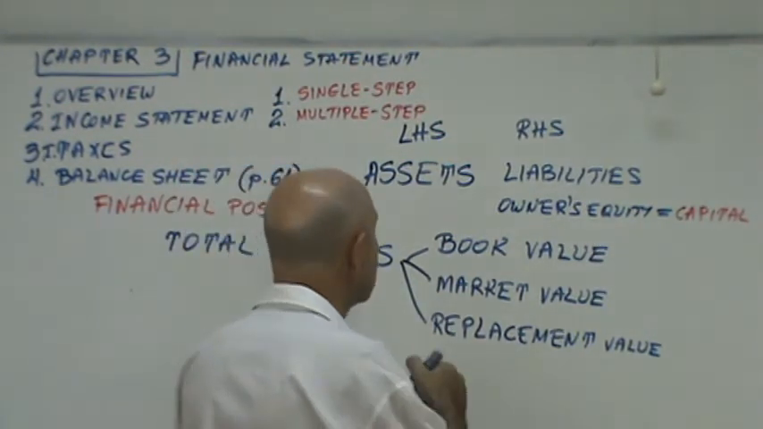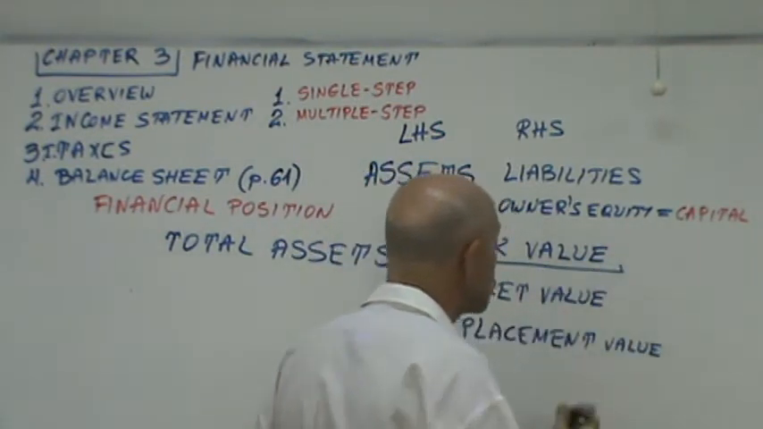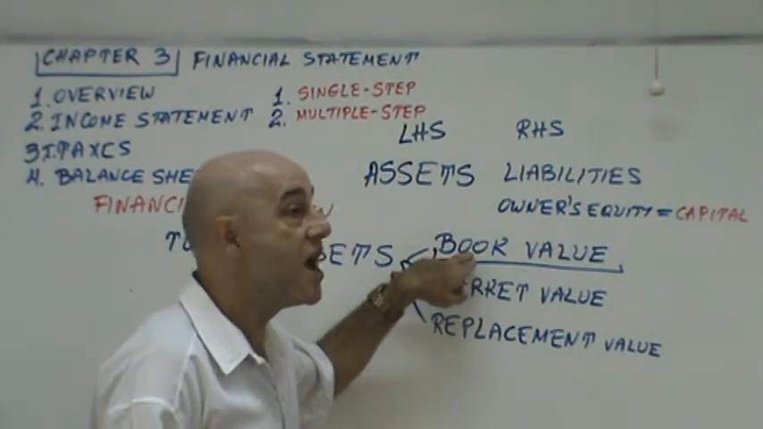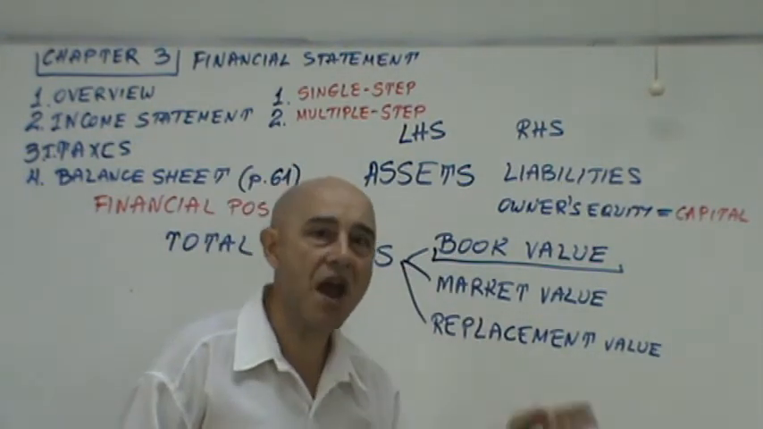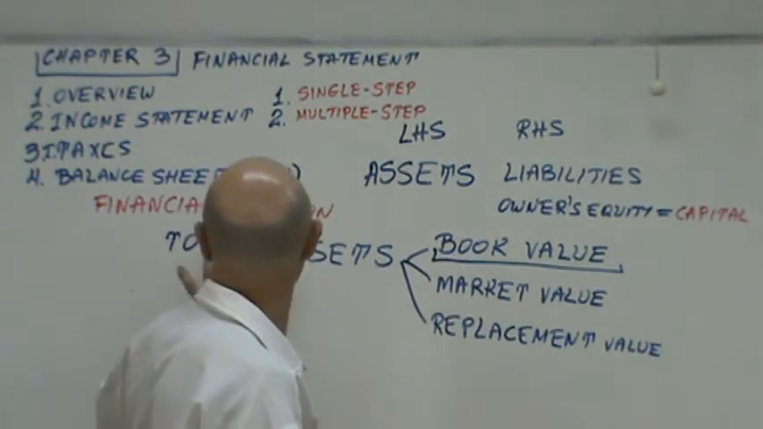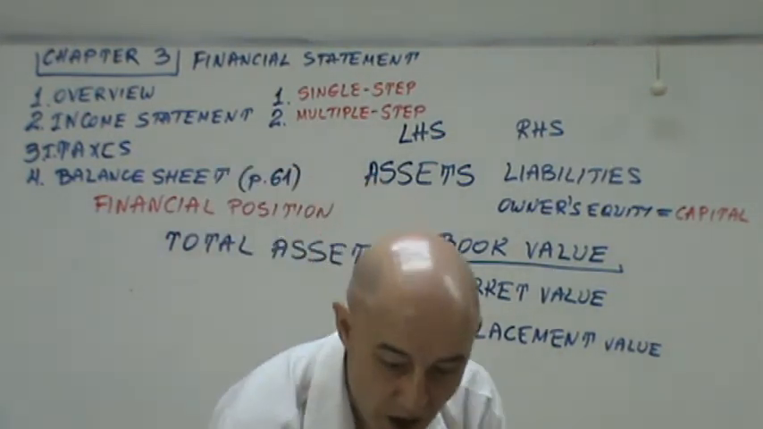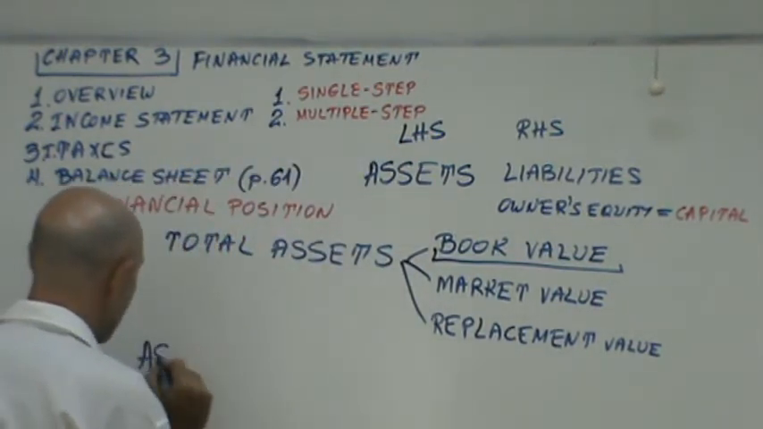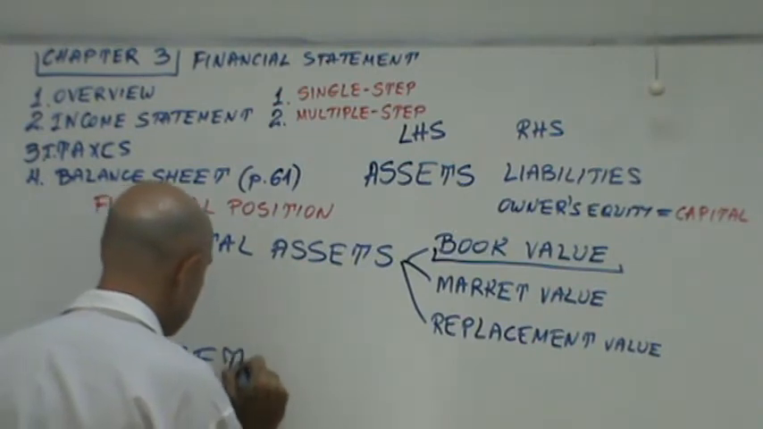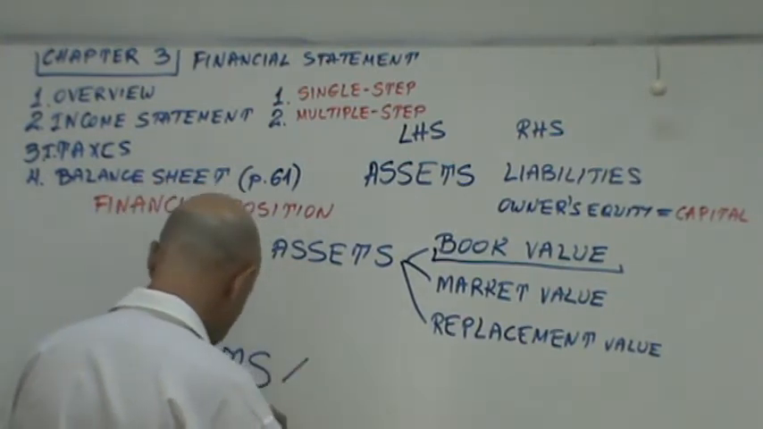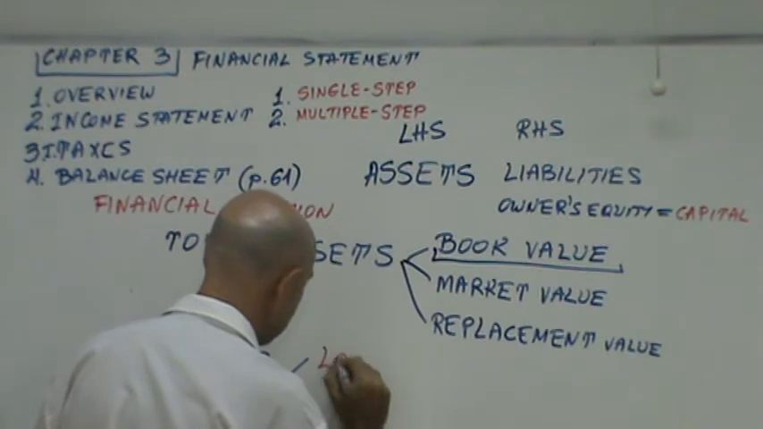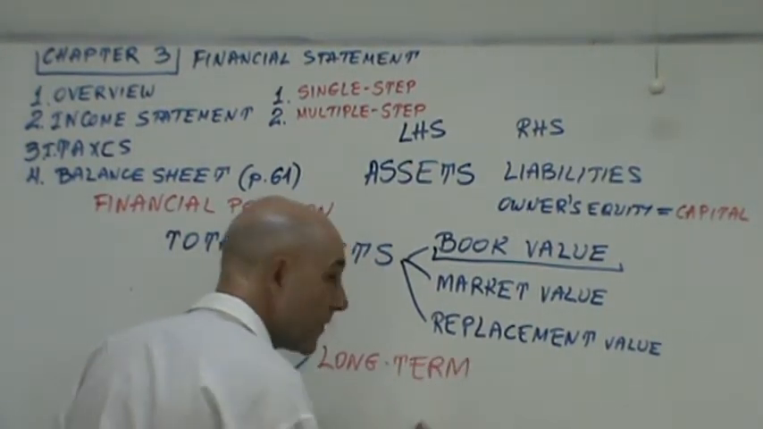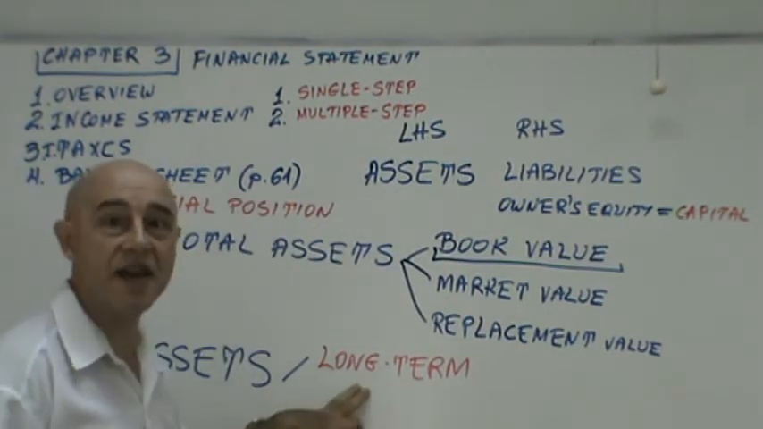Now, in accounting, usually you will be almost always seeing the book value. That's what you see. And book value may be very unrealistic for some long-term assets. All right, let's do this right now. Next one is assets will be long-term, which means the asset can be used.